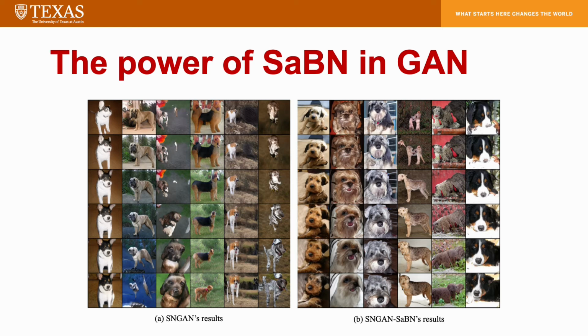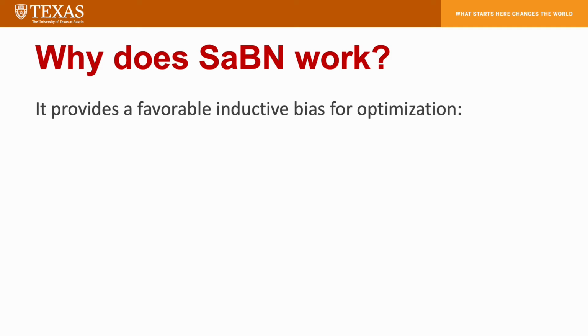The visual results are shown here. SNGAN with SaBN could obtain more visually appealing results. So why does sandwich batch normalization work? Generally, it provides a favorable inductive bias for optimization.